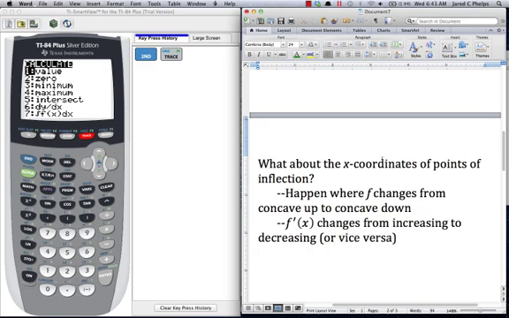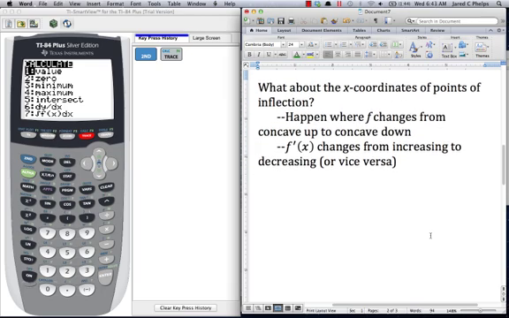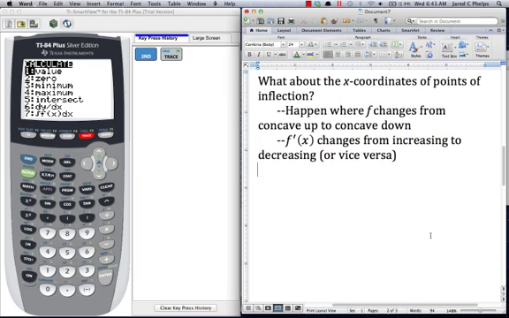Right? So think about that for a minute. If you're looking at a picture of the derivative, what would you be looking for? You'd be looking for places where it changes from increasing to decreasing or decreasing to increasing. If you think about that on a function, that means your function is going up, your derivative is going up, then going down, or going down and then going up.